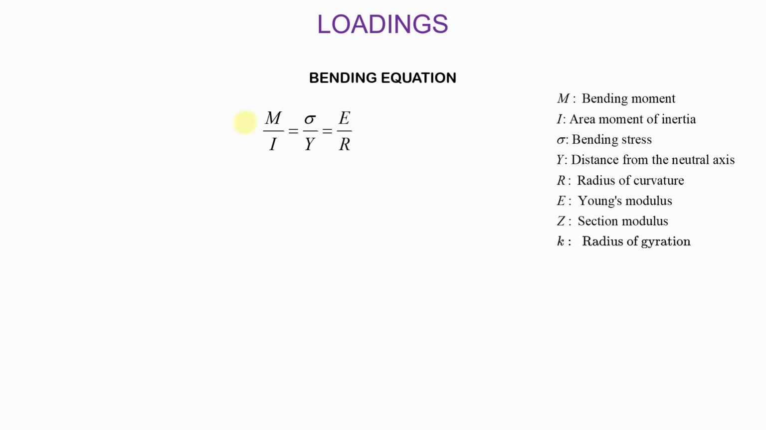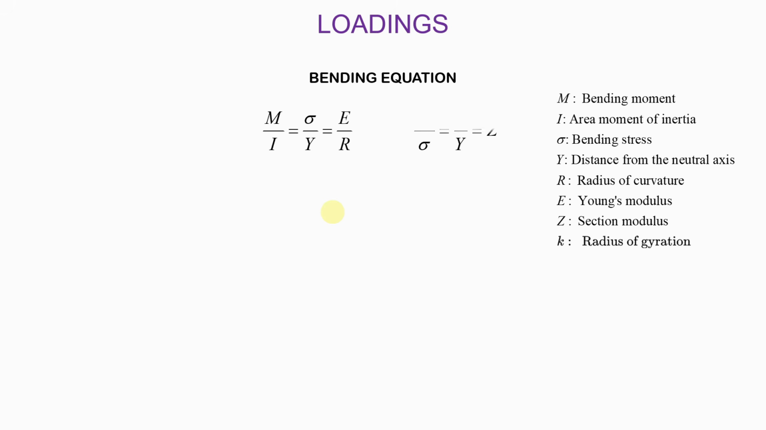This equation here is what we refer to as the general bending equation, and there are many equations that you can derive from it. For instance, you could find an expression for the stress in terms of the moment, the second moment of area, and y. You could rewrite stress is equal to M y over I, because M over I is equal to stress over y. But what you see here is the general bending equation.